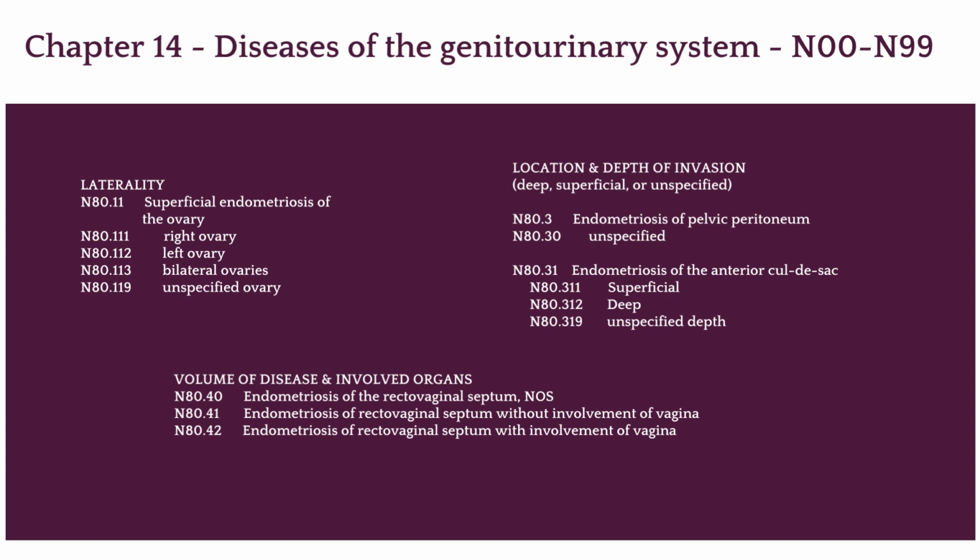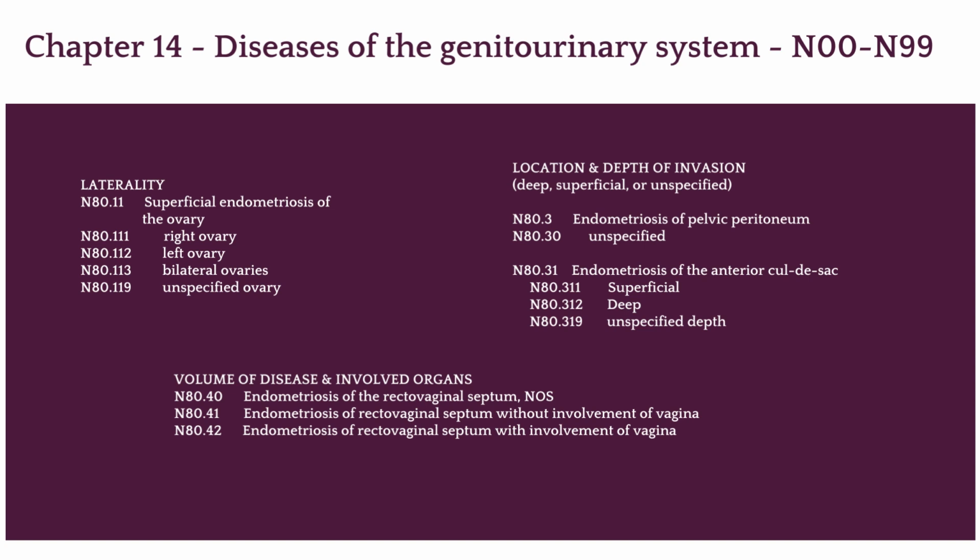And on the other hand, deeply infiltrating endometriosis or deep endometriosis involves ectopic growth of endometrial-like tissue that extends greater than 5 millimeters. So if it is less than 5 millimeters, it is superficial. And if it is greater than 5 millimeters below the peritoneal surface, it is deep. These lesions are commonly associated with deep fibrosis and adhesions.